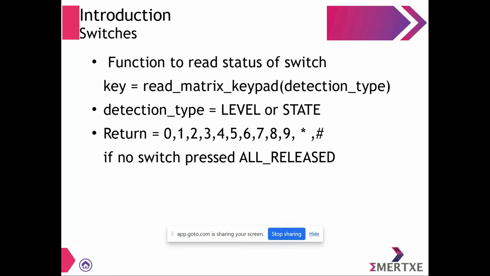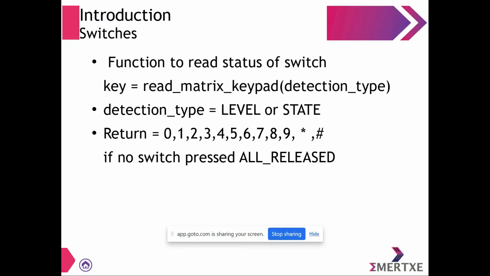So in the last class, we implemented matrix keypad coding. Just the highlights from there. We implemented a function called read matrix keypad. For this function, we can pass mode as the argument. The mode can be edge triggering or level triggering. This function returns which switch is pressed.